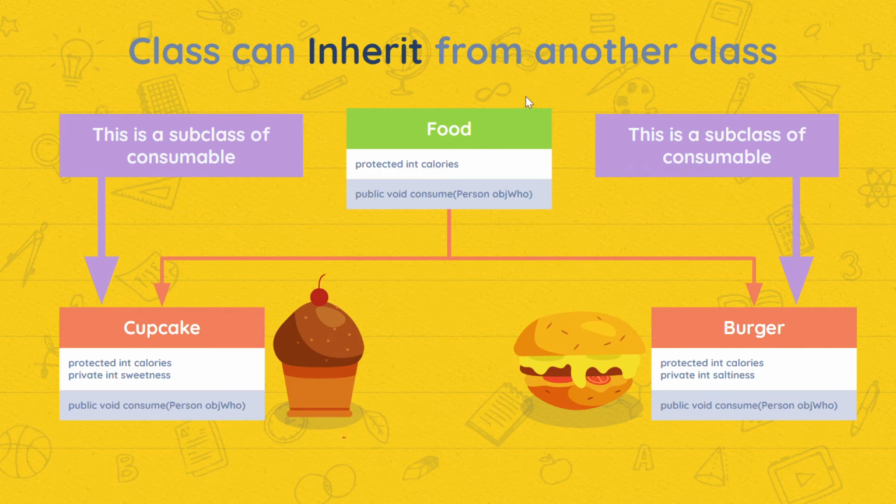The child, or in this case the subclass, will inherit from the food, but it adds on additional traits. For example, a burger will have saltiness. For the cupcake, you have sweetness. That makes them a little different, but they inherit the base, which is the calories and the function consume. So all these are part of how you can use the class inheritance method.